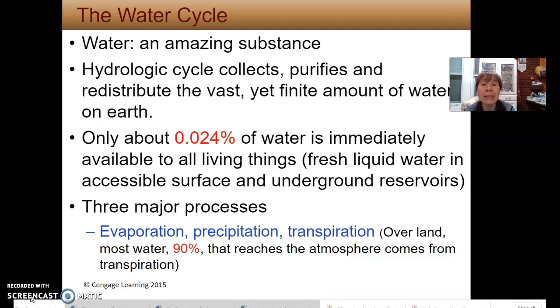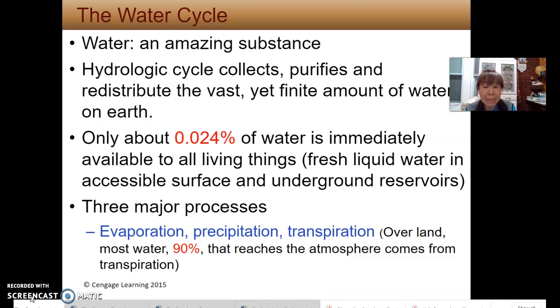So water is an amazing substance. The hydrological cycle collects, purifies, yes, keep this word purifies, and redistributes the vast yet finite amount of water on this earth. So the water cycle purifies water. Only about 0.024% of the water is immediately available to all living things. When we mention immediately available, this means fresh, liquid water in accessible surface and underground reservoirs. The other part, the majority of water, is not immediately available, such as seawater. You can't drink seawater, right?